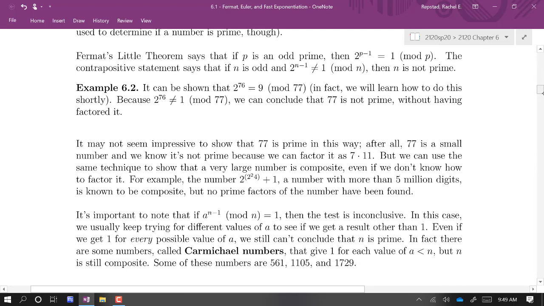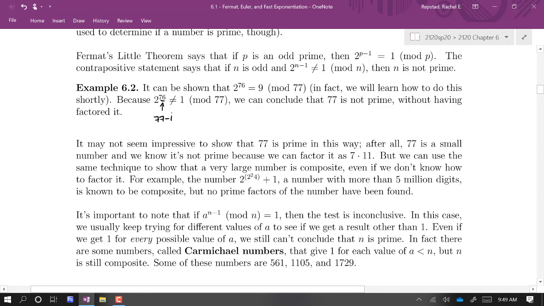For example, it can be shown that 2 raised to the 76th power is equal to 9 mod 77. And we're actually going to learn how to do that pretty shortly. We don't have to raise 2 to the 76th power and find the whole value. We're going to look at an interesting technique really soon. So 2 to the 76th is 9 mod 77. 9 is not 1, and since 76 is 77 minus 1, we can conclude that 77 is not prime.